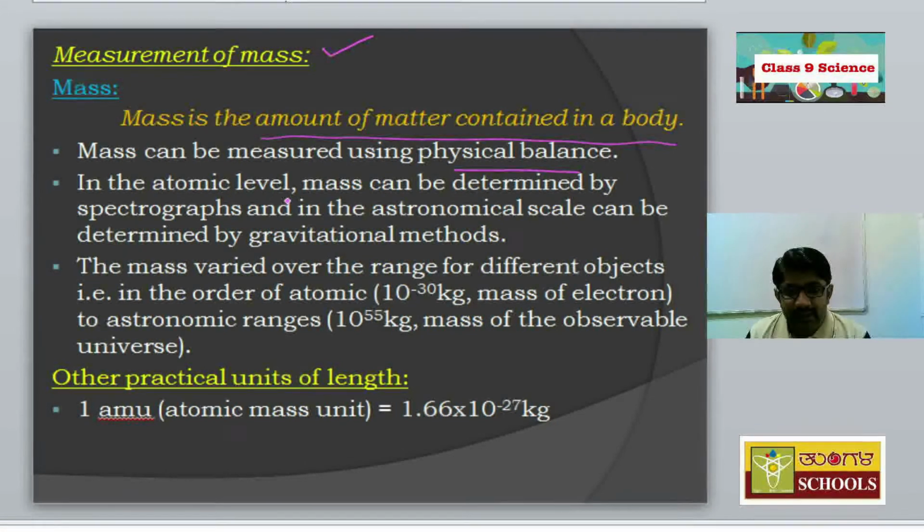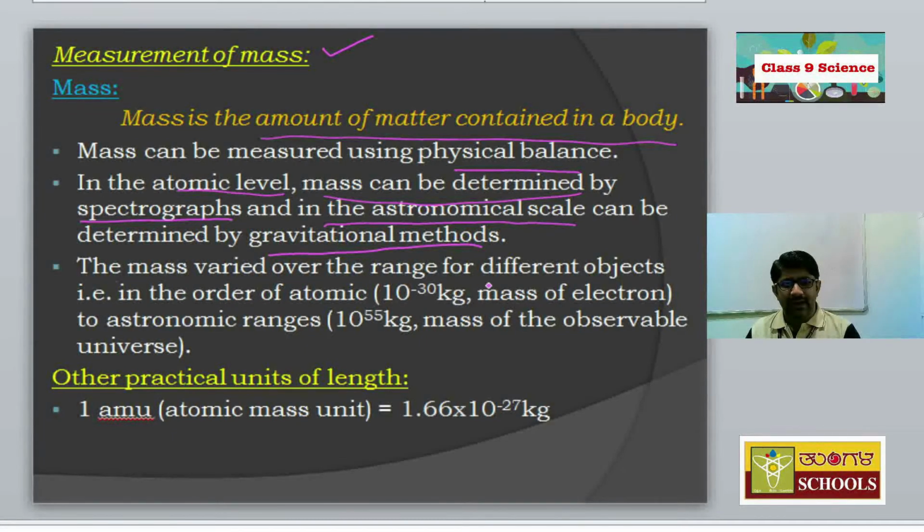At the atomic level, mass can be determined by spectrographs. The spectrograph is the device which is used to measure mass at the atomic level. And on the astronomical scale, it can be determined by gravitational methods. Using gravitational methods, we measure the mass of heavenly bodies, the celestial bodies like the sun, stars or any other celestial objects.